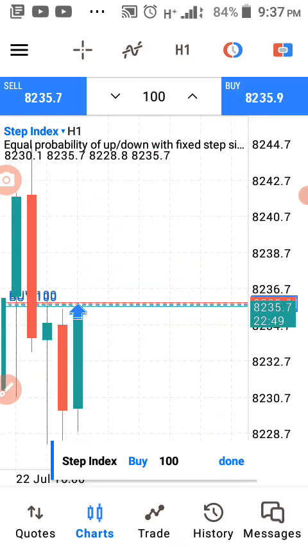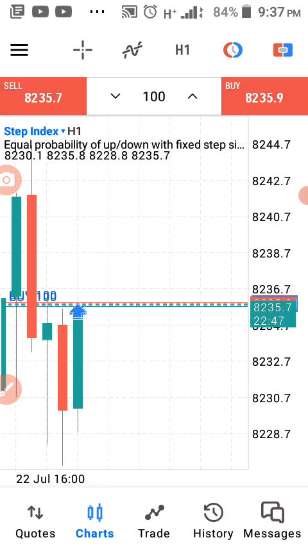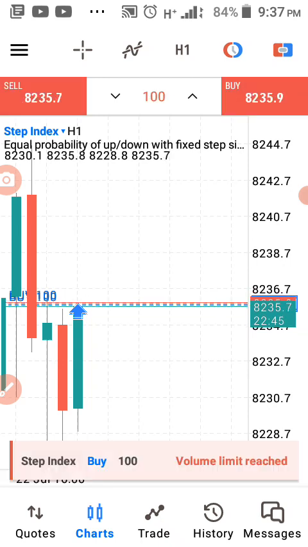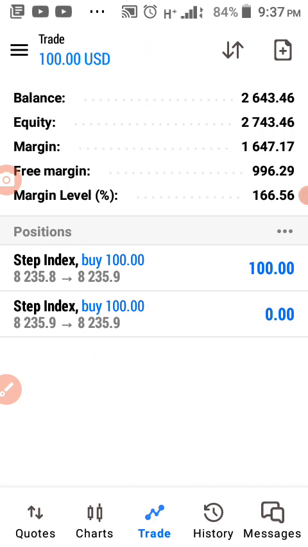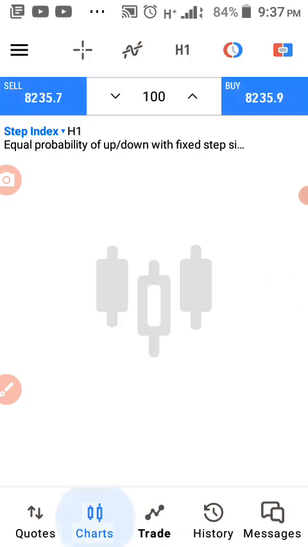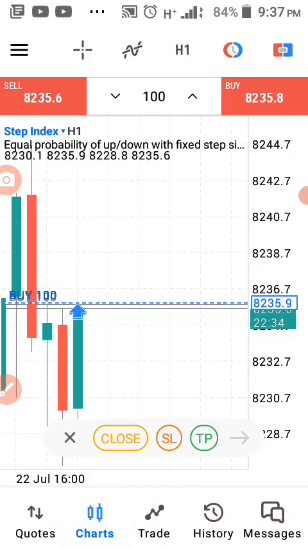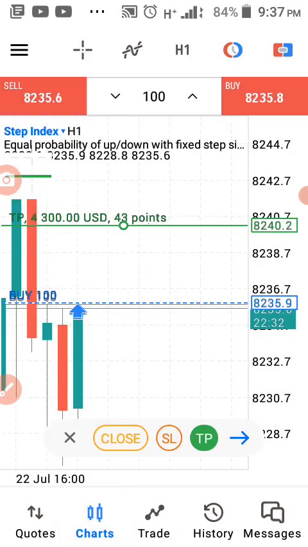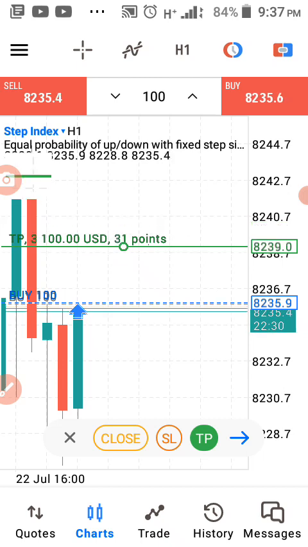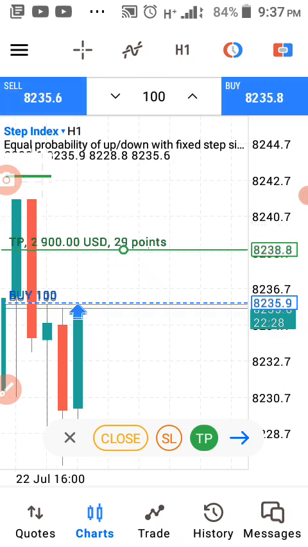Oops, that's 100. That's the highest lot size I used so far, and that's the volume limit reached. And you see, I'm going straight into profit, but it's going into loss in a way. But I just want to make $2,600 from this trade I took, so I'm going to set my profit as $2,800. When you see it, let me know. So this is probably 1:1 of my account, and that's what I'm trying to do.